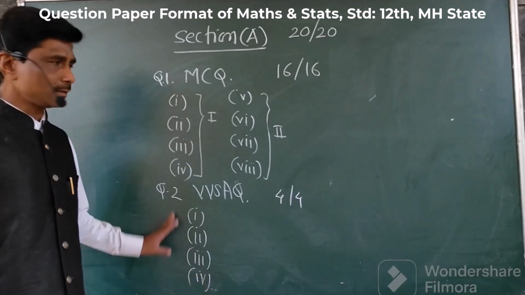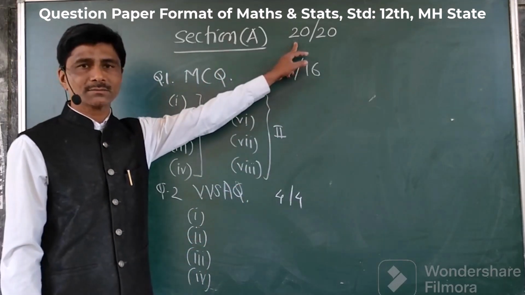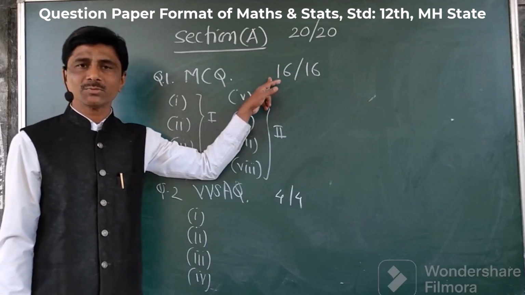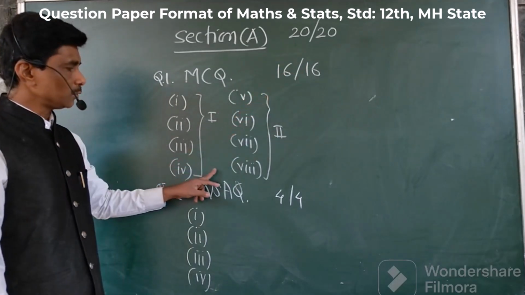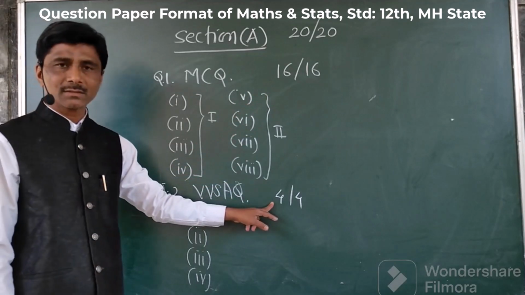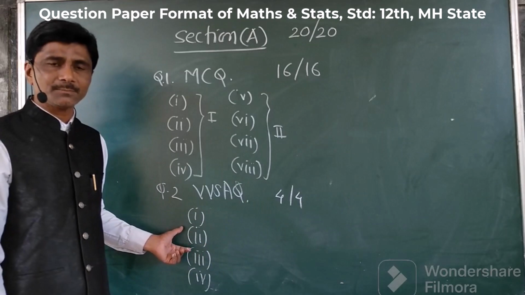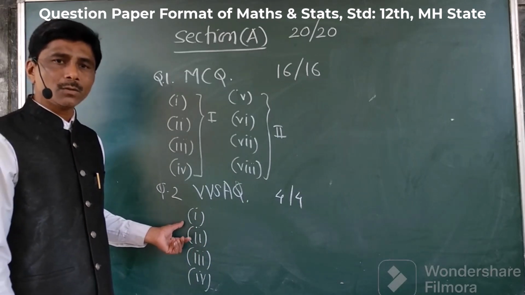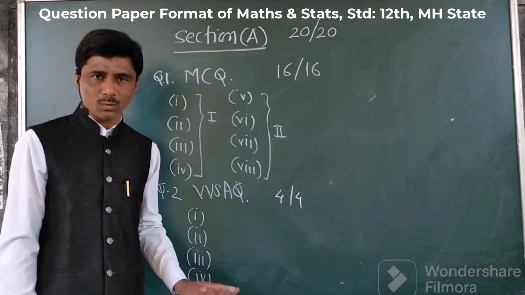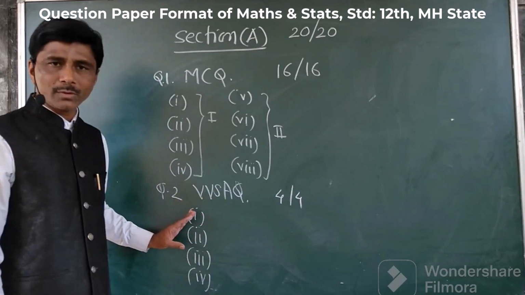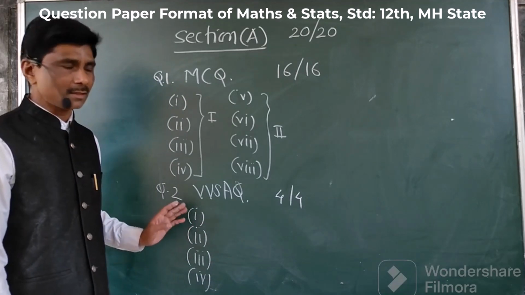So in this way, the total section A is there. Section A is for 20 marks. Question 1 is for 16 marks. This is the MCQ type of question. Question 2 is for 4 marks. Now this is a very short answer type of question. In this question, you have to write the answer in 1 or 2 sentences only. बोले तो 1 और 2 सेंटेंस में आपको आंसर इसमें लिखना है ज्यादा से ज्यादा.